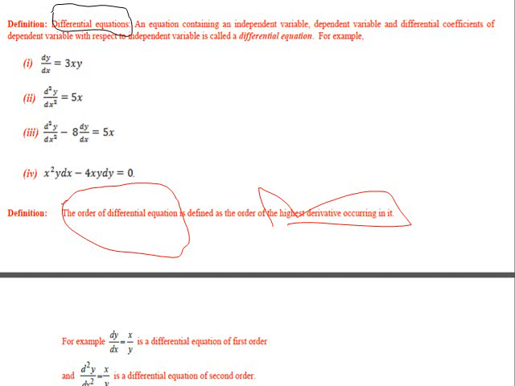Now if we take example third, d2y by dx square minus 8 times dy by dx equal to 5x, it is again a differential equation. In this, the highest derivative is of order 2. That is why we can say it is a differential equation of order 2.